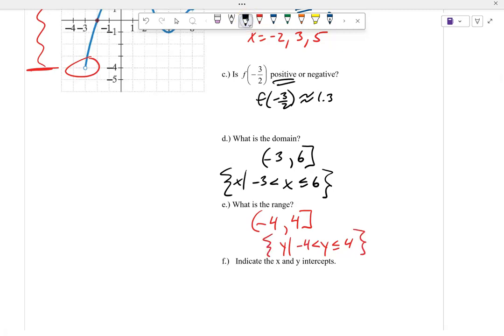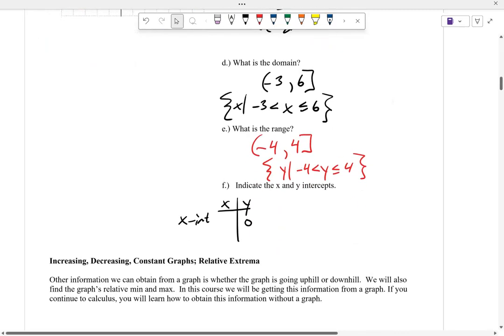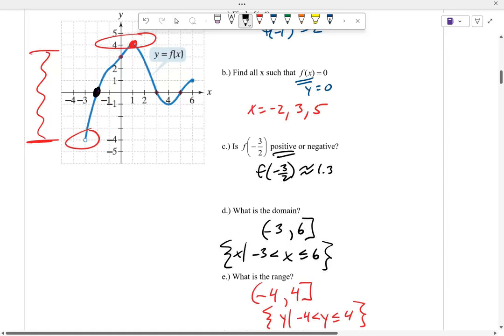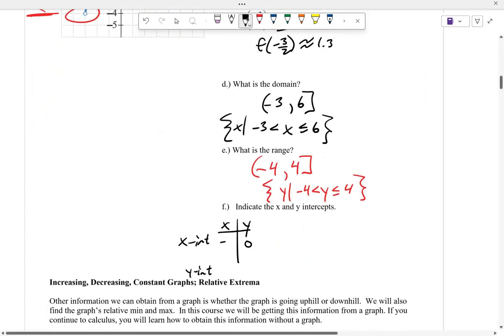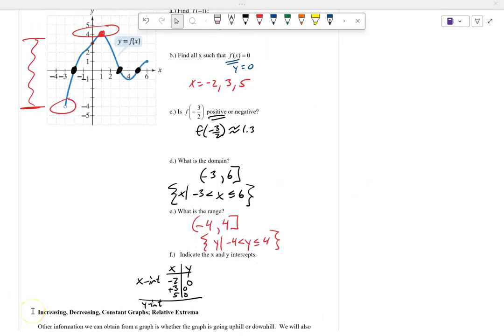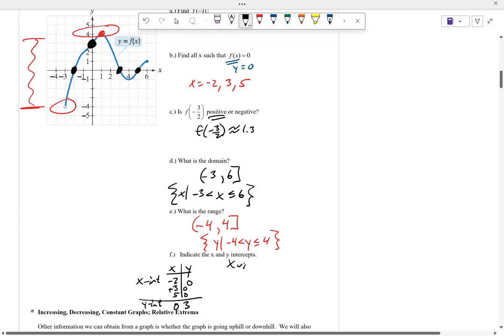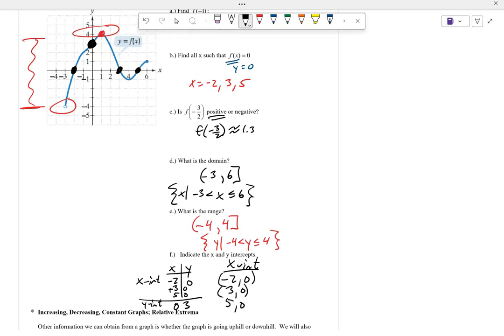And finally, the last part, what are your x and y intercepts? Well, the x-intercepts, we already denoted it. It crossed at -2, 3, and 5. So those are -2, 0, 3, 0, and 5, 0. And we're crossing the y-axis right there, 0, 3. So again, our x-intercepts were -2, 3, and 5. Our y-intercept was 3.